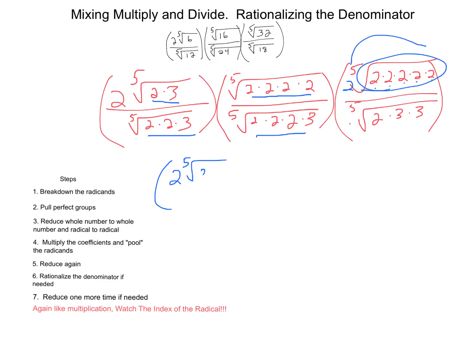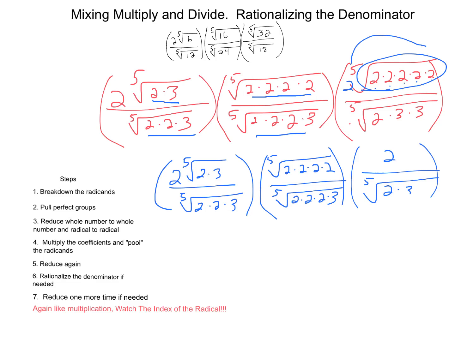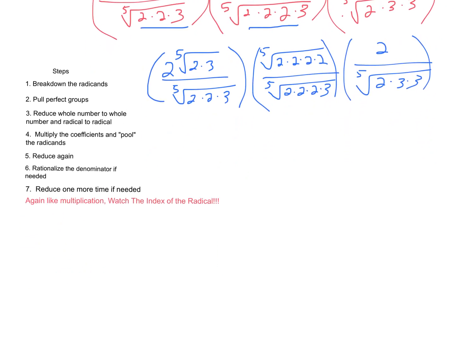2 fifth root 2 times 3 all over fifth root 2 times 2 times 3. Here, fifth root 2 times 2 times 2 times 2 all over the fifth root 2 times 2 times 2 times 3. And 2 over fifth root 2 times 3 times 3. Alright, so this is where we stand right now. So let me scooch this down.